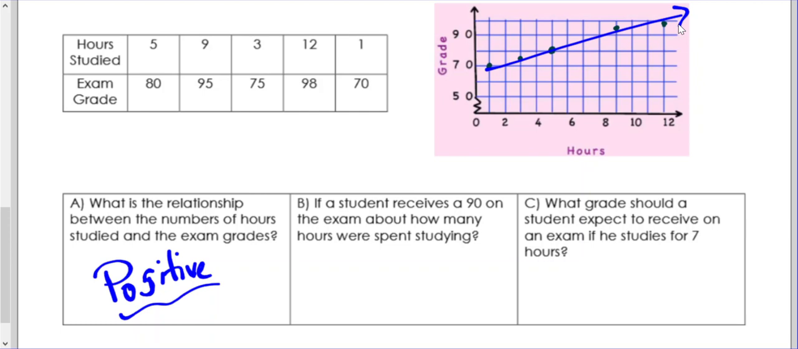If a student receives a 90 on the exam, about how many hours were spent studying? How many hours would you expect them to study? 90, I'm going to follow that straight across. Actually, these numbers kind of get off their lines. That's 2, 4, 6. So it kind of seems like this should be 7, this should be 8, this should be 9, this should be 10, that's 11, that's 12. Okay, so I'm thinking that's actually 8 hours.